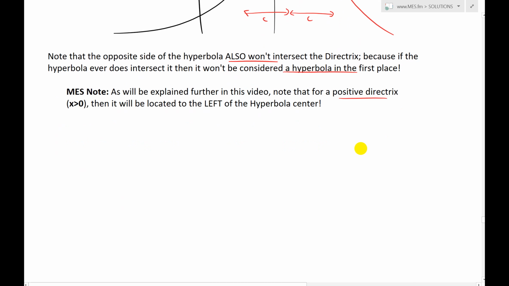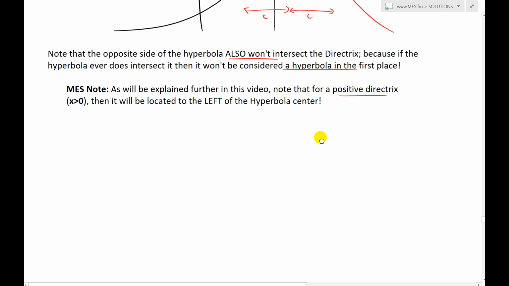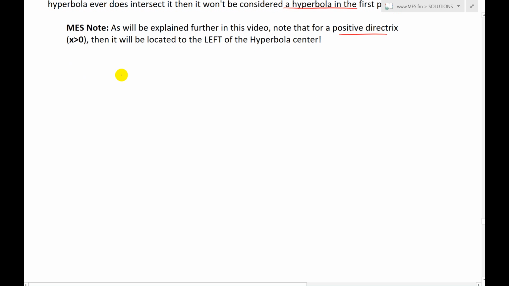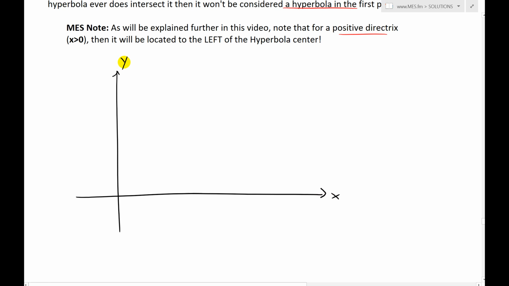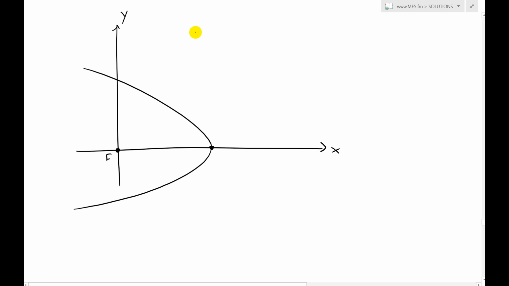I'll explain why later in this video, but first I want to show that if the hyperbola ever does intersect the directrix, then it won't be considered a hyperbola in the first place. For example, consider this graph right here. Let's draw it over here. This is the x, this is the y, and let's say there's the focus again, the F, and then it opens up that way like that. Then the directrix, let's say is going to be somewhere close to this one right here. So this is the line L, and this is the directrix.